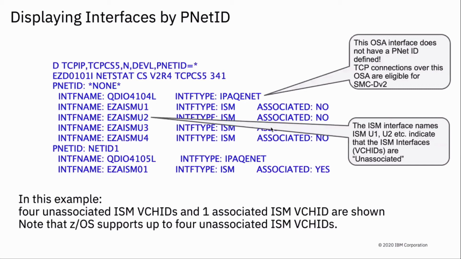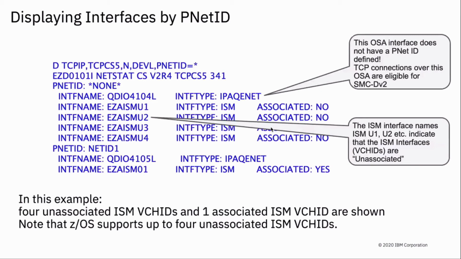Right, and then at the bottom you see what you'd seen before. QDIO4105L is my OSA device. It has a PNetID of 1, and it's associated. EZA ISM01 is the ISM interface that's paired up with it. So I've got 4 of my unassociated ISM VCHIDs, and I've got 1 that is associated. The one that's associated can always be used by the OSA that has the same PNetID. The ones that are unassociated can be used by anybody.